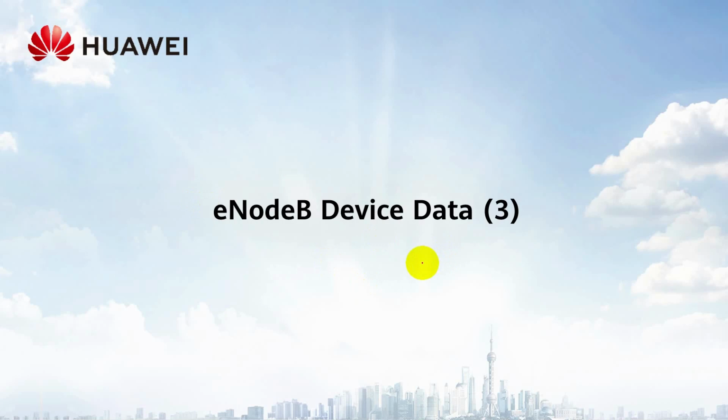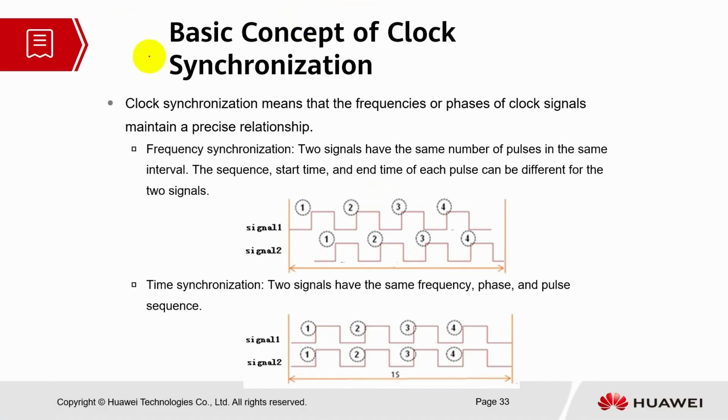Today we're discussing eNodeB device data part 4. Let's talk about the basic concept of clock synchronization. Clock synchronization means that the frequencies or phases of clock signals maintain a precise relationship. We have divided this into two types of synchronization method. One is frequency synchronization: two signals have the same number of pulses in the same interval, while the start time and end time of each pulse can be different for the two signals. This is most suitable for an FDD base station.